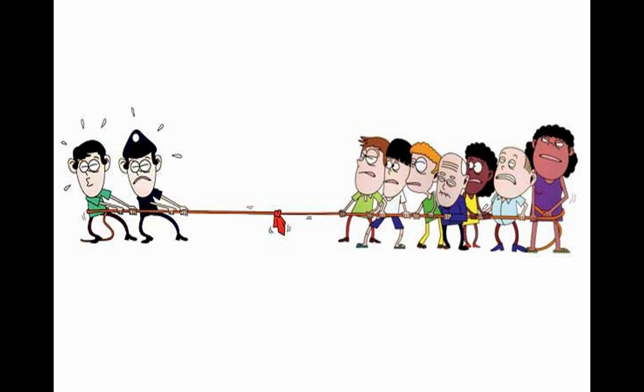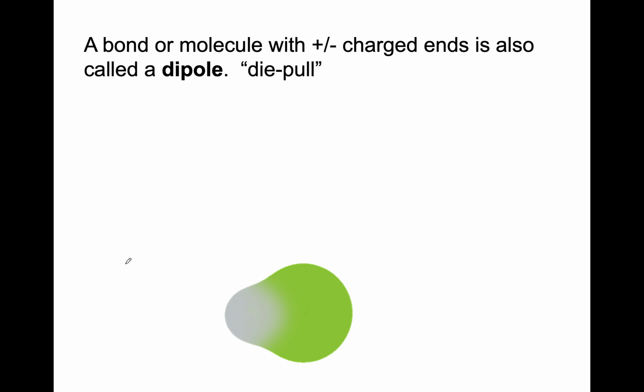So imagine it kind of like the more electronegative atom has more juice on its side, and it's definitely going to hog the electrons more towards its side of the bond. And pull as the other one might, it can't pull very hard. So there's always going to be this sort of partial negative charge over here, and a partial positive charge over here. So this is what we call a dipole, a bond or molecule with slightly charged ends.